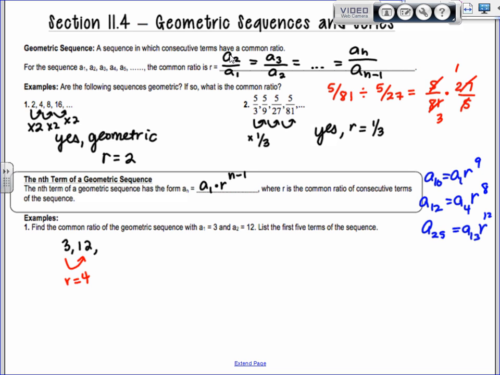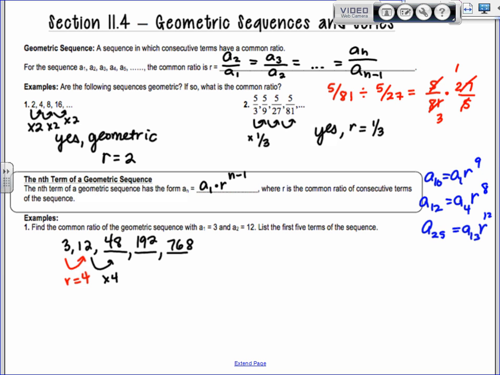4, yeah. So if I want to get the next 3 terms, I just continue to multiply by 4. So I'm going to have 48, right? And then 48 times 4 is 192, and then times 4, 768. Those are the first 5 terms. Done.